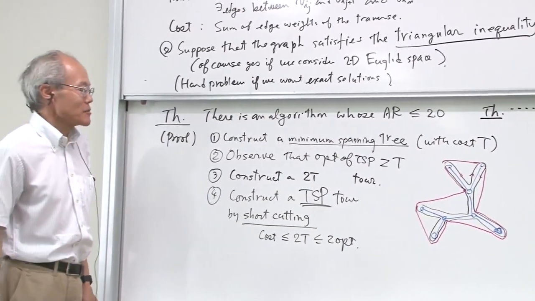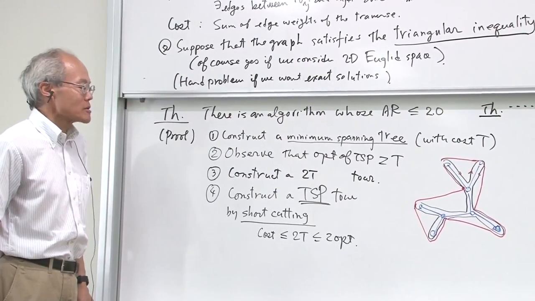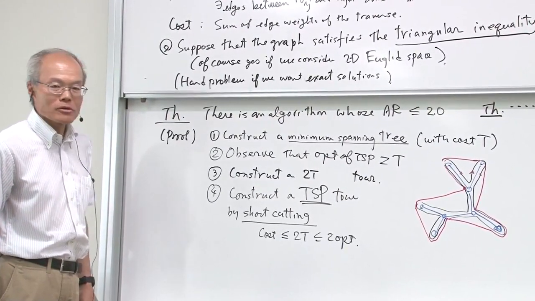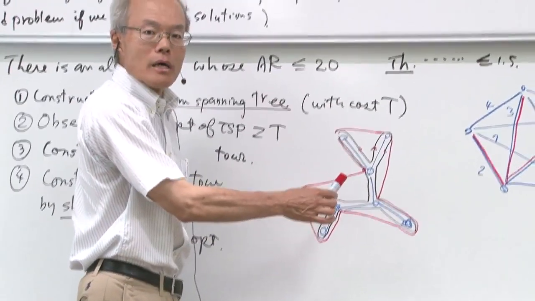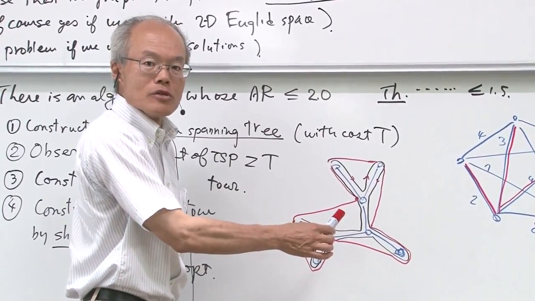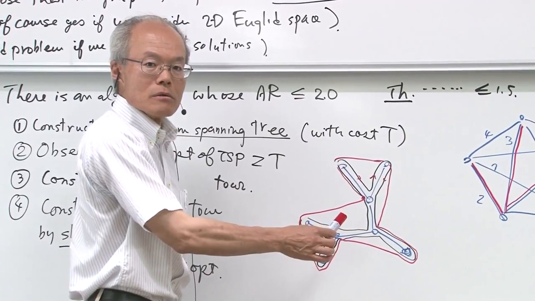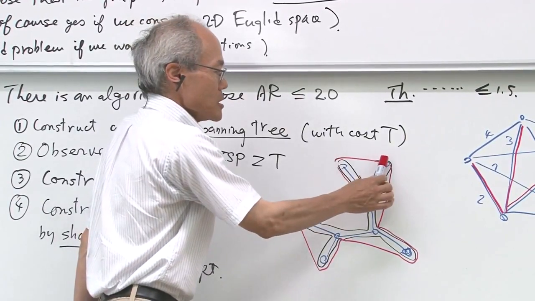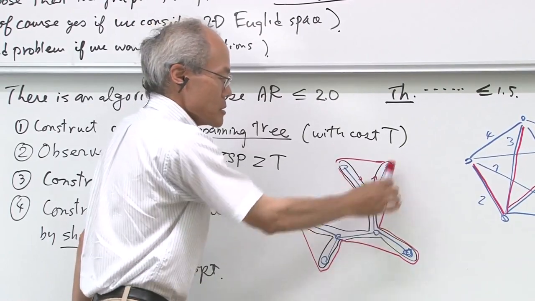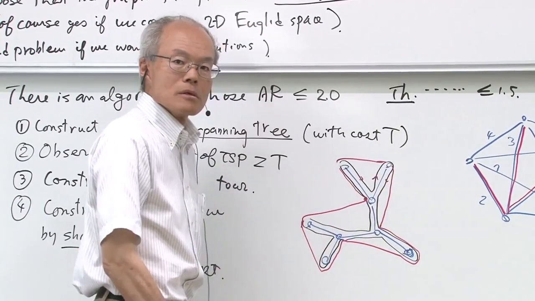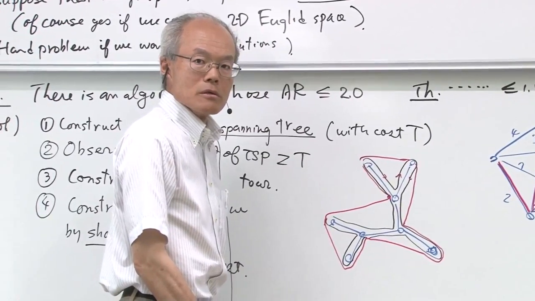What is the cost of this red tour? The cost of this red tour is at most the cost of the black tour. Why? Because we assume triangular inequality. This cost is at most this cost. Triangular inequality.